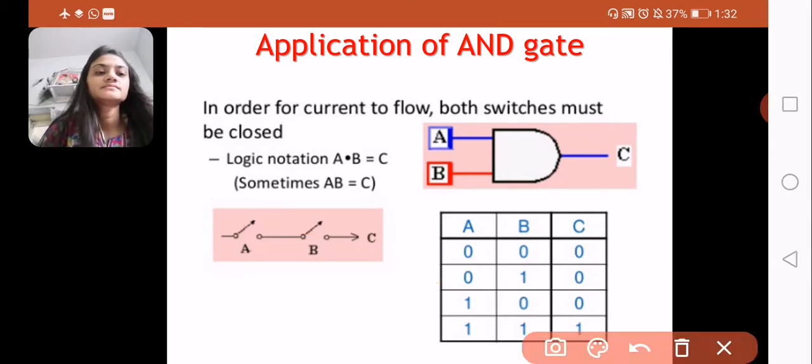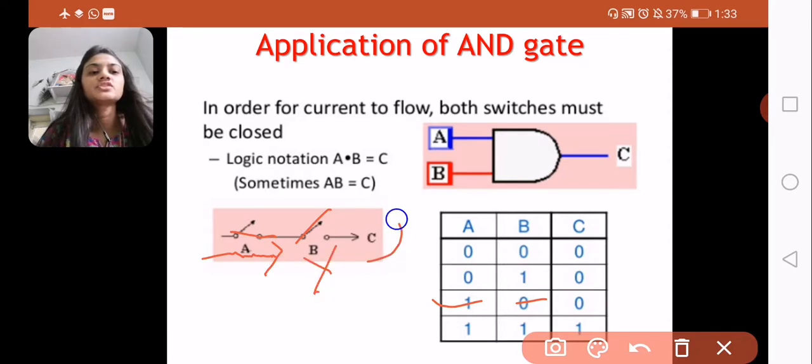Third case: A is 1, that means closed, and B is 0, that means open. If current is flowing from this direction, it will pass through A but will not pass through B, and hence it will not reach C. C is our output, so there will be no current, so the answer is 0.